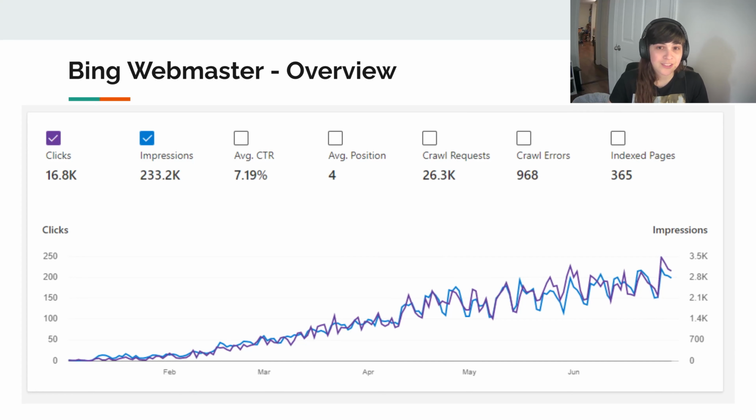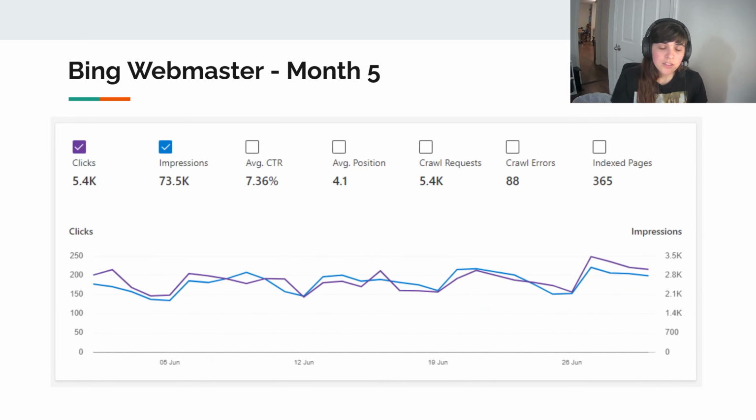So if you don't see yourself ranking on Bing, my thoughts are the chance of ranking on Google is very slim. So Bing Webmaster Tools only got 5.4 thousand clicks this month. Average position is around the same as it's been for the last 6 months.